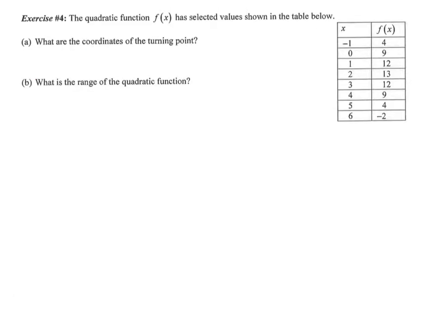The last thing we're going to look at is the quadratic function of f of x. It has selected values shown in this table. So what are the coordinates of the turning point? So we're going to look and see where it starts to have a pattern. Well, you'll see that at 2, 13, on either side of it, it goes 12, 12, 9, 9, and then 4, 4. So that means that the turning point has to be at 2, 13. And then the range, you'll also notice that it looks like 13 is as high as it gets. So y will always be below 13, or it's going to be negative infinity, and 13 is as big as it's going to get.